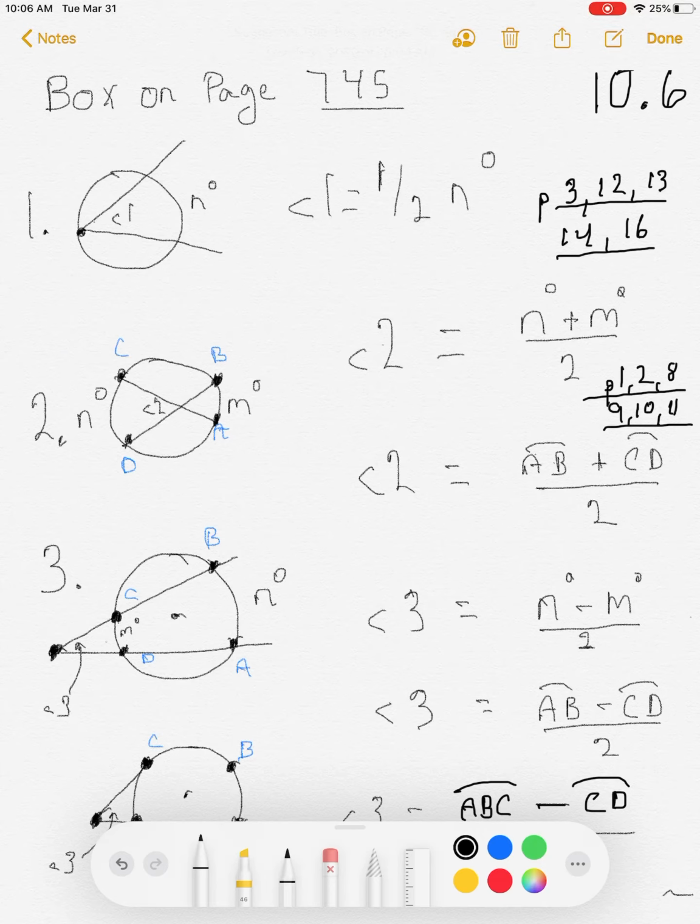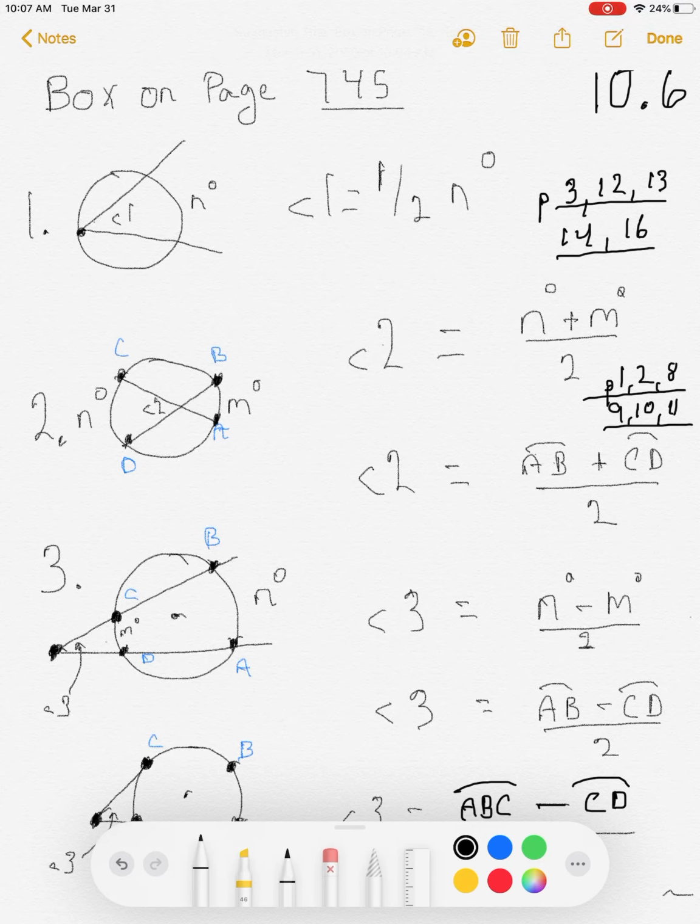What if the lines intersect outside of the circle? In this case, you're going to take the larger arc, whose measure is x, subtract the smaller arc, whose measure is y, and divide by 2. So again, three different scenarios, lines intersecting on the circle, in the circle, or outside the circle. And notice that their angle measure is, in the first case, half of the arc. In the second case, the sum of the arcs divided by 2. In the third case, the difference of the arcs divided by 2.